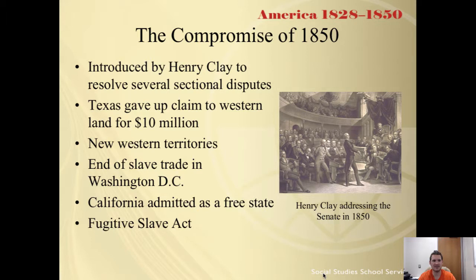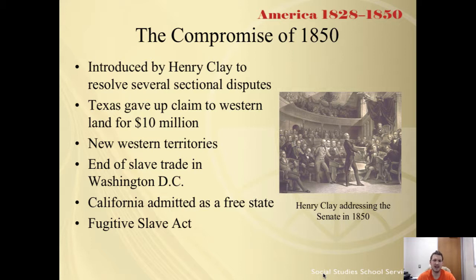Compromise of 1850. So as sectionalism became more bitter, lawmakers sought solutions to this impending crisis. Several major disputes threatened the country's unity. Should slavery be allowed in the vast new territory acquired after the Mexican-American War? Should California be allowed to enter the Union as a free state, thus upsetting this balance between free and slave states? Should Washington, D.C. continue to allow slavery? Did Texas own as much land as it claimed, extending west all the way to Santa Fe?